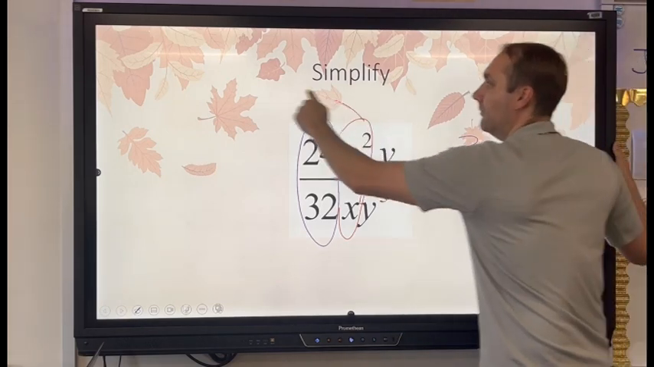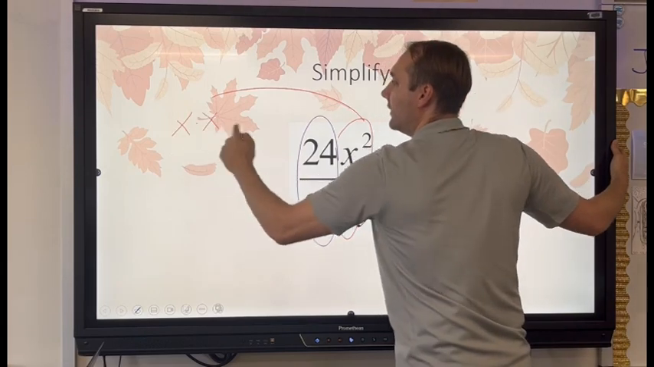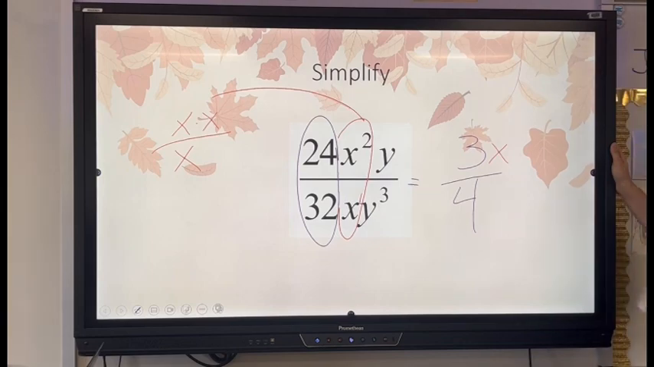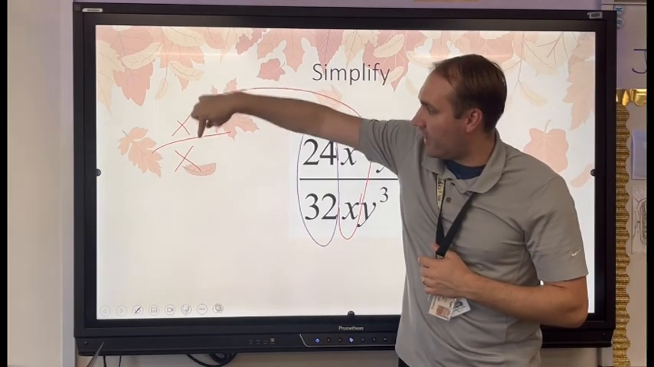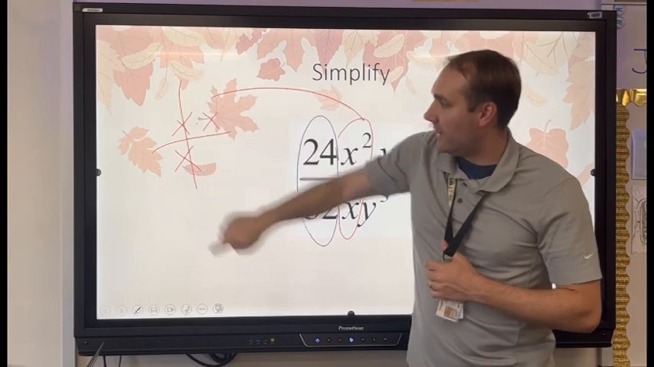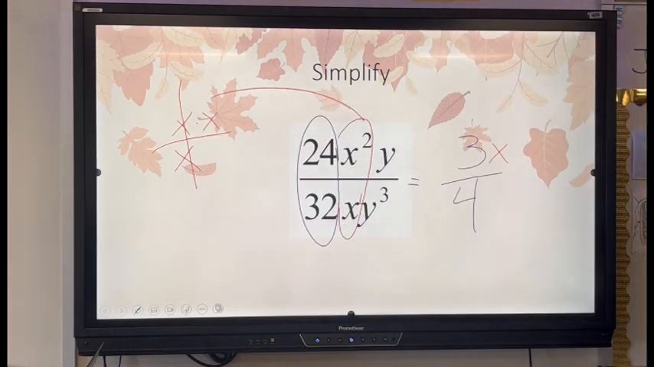If I were to expand this out and look at it the way it's naturally written, x squared over x, what happens when you have the same number on the top and the bottom? They cancel. And I see here, where's that one lone x? At the top.